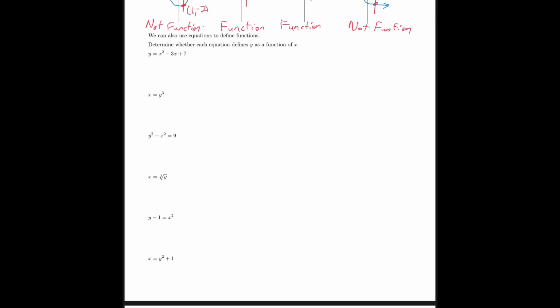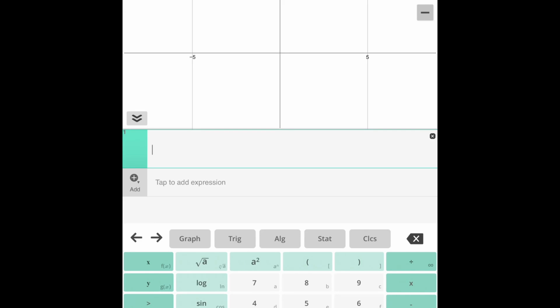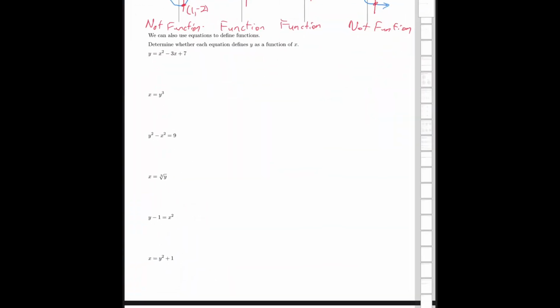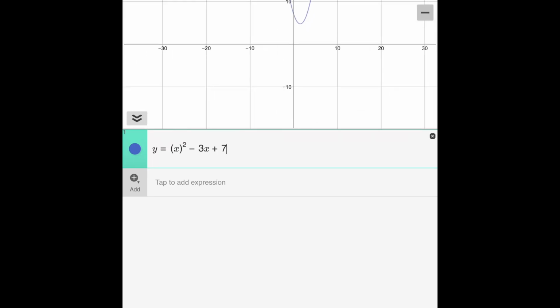So for example, if I graph this first equation here in my Class Calc app, and I already forgot what it was, so let's go back to it. y equals x squared minus 3x plus 7. So y equals x squared minus 3x plus 7. And we can hit the target-looking thing in the upper left-hand corner to zoom in our graph, I think. Nope, I was wrong. Take it back. So let's just zoom out a little on our graph.